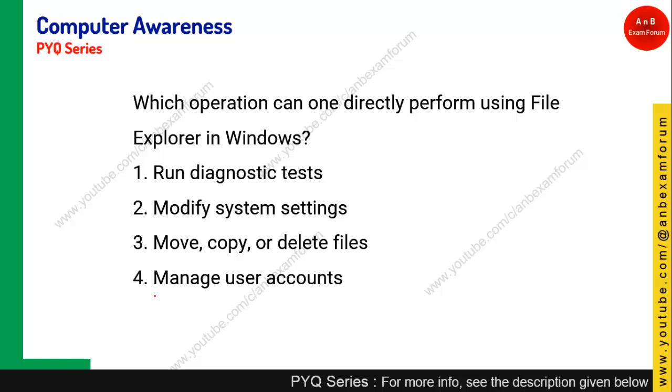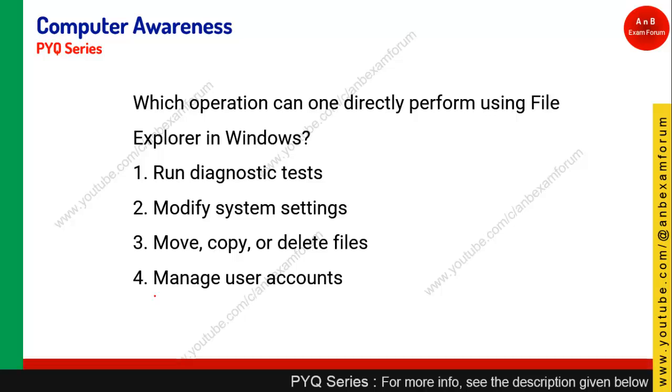Coming to the next question, which operation can be performed by File Explorer in Windows? A very simple one, and we know that whatever files are in File Explorer, you can move them, copy them, and delete the files. So option 3 is the right answer. File Explorer means you are going to explore every option in the files you have. You are going to manage the files in File Explorer. Okay, so option 3 is the right answer.